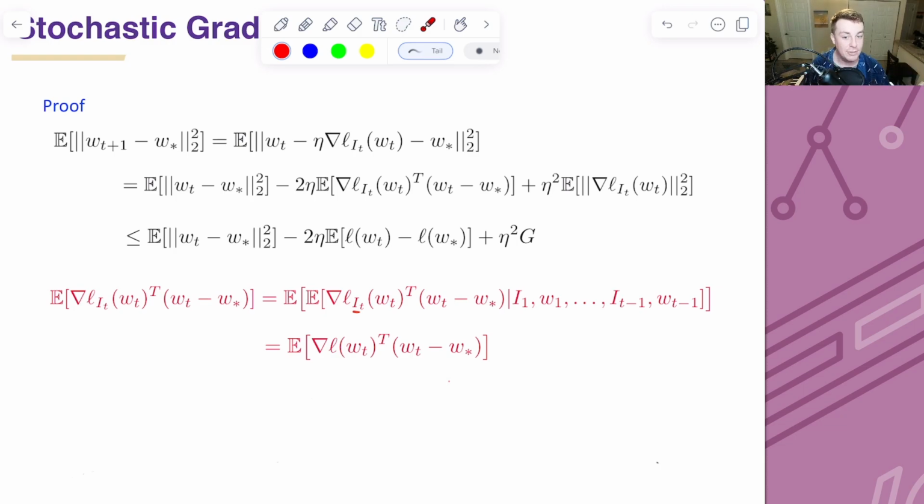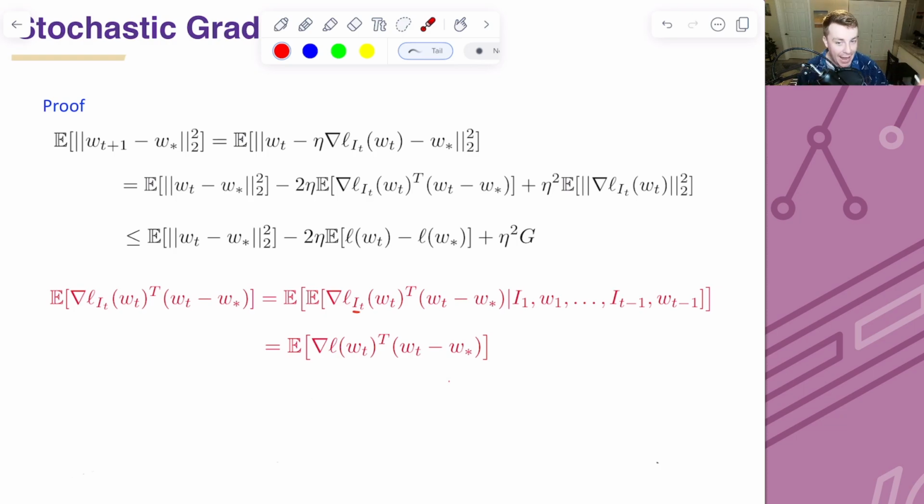So now I can simplify those two terms. Now it's just the expected value of the entire dataset gradient at w_t, inner product w_t minus w star. Let me repeat that for clarity. I first use the law of iterated expectation, law of total expectation, to add an outer expectation, and in my inner expectation, condition on the past.